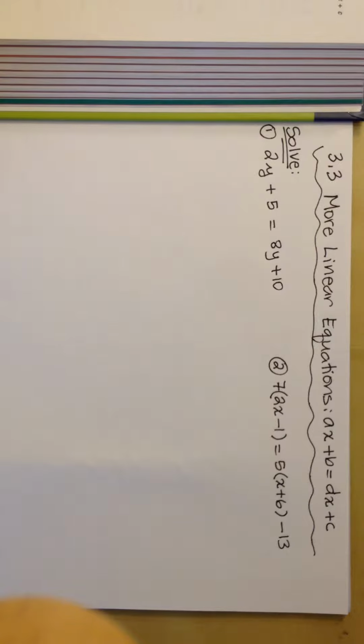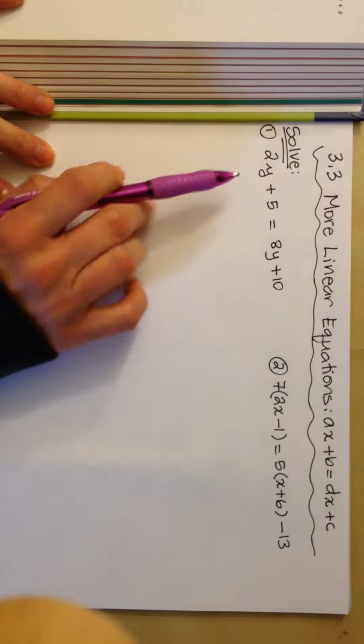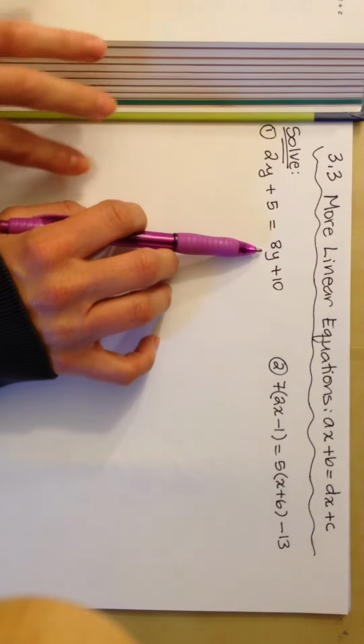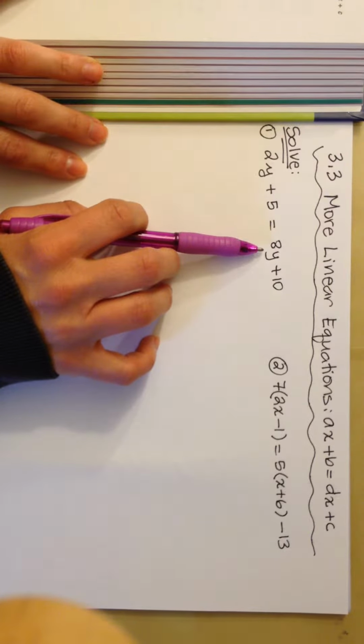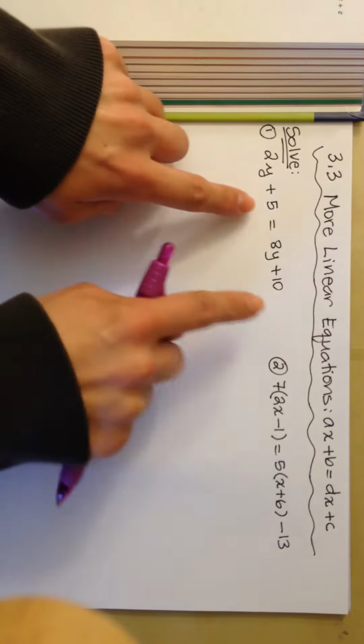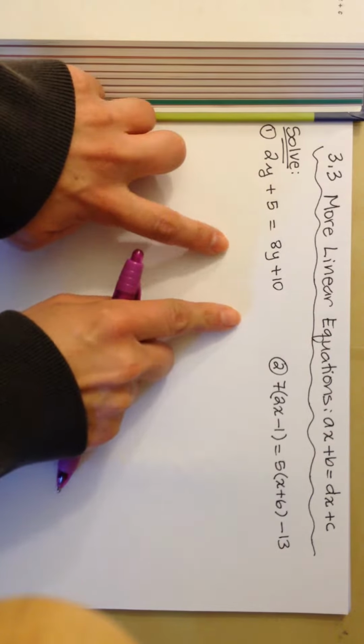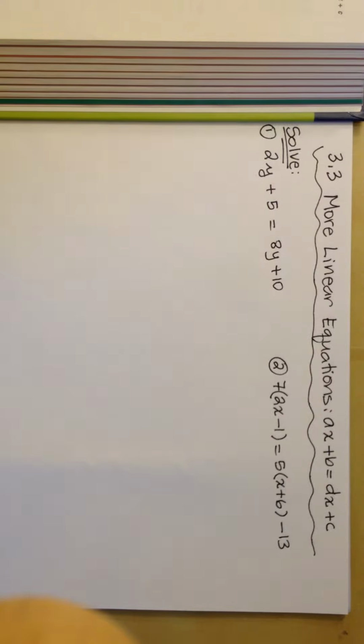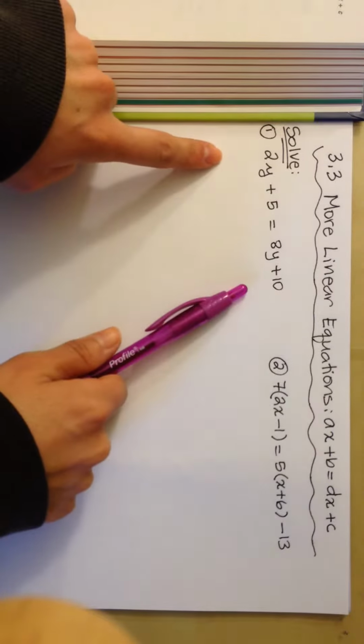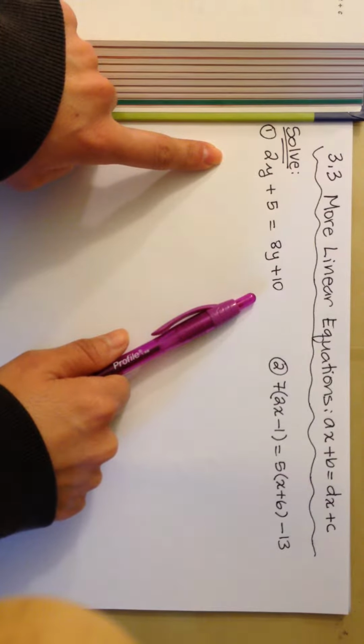So let's get started. The first example is 2y plus 5 equals 8y plus 10. And you see that we have a variable on both sides of the equation. And so basically what we want to do is put our variables on one side and the two numbers on the other side. It doesn't matter which side we put the variables on. We could have the variables on the right side or the left side. It doesn't matter.